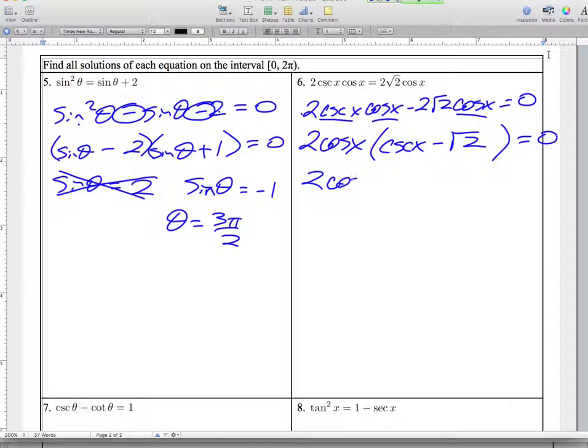So 2 cosine x equals 0, which means cosine x equals 0. The other one is cosecant x equals radical 2, which means I'm interested in sine of x equaling 1 over radical 2. Cosine is not 0 at pi over 6, pi over 3, or pi over 4. So I'm looking for an x value where cosine is 0, which occurs at pi over 2 or 3 pi over 2.